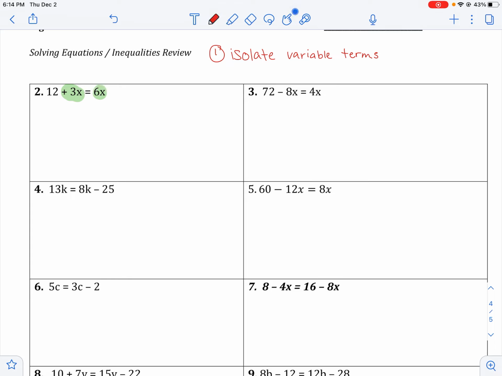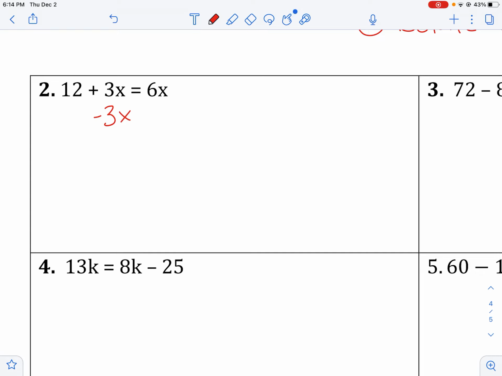So what I would want to do there is combine those like terms. And how I'm going to do that, since they're on opposite sides of the equal sign, is I would need to do my opposite operation to get rid of that 3x to get it to the other side of the equal sign. So I would need to subtract 3x. I was adding 3x, so I'll do the opposite or inverse operation. I'll subtract 3x from both sides. And notice that I only subtracted like terms.